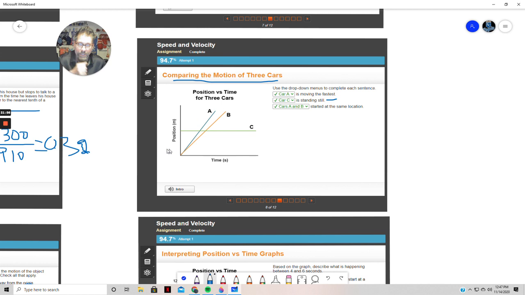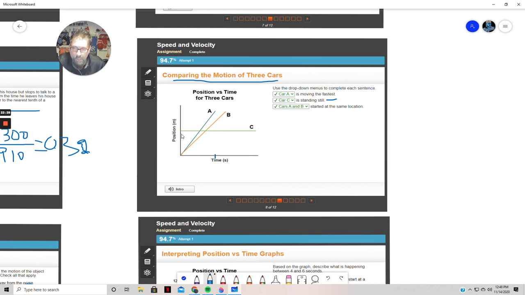But the idea of moving the fastest, when we think fastest when it comes to timing, distance traveled over time, the person with the shortest amount of time, that's going to be the fastest. And that, of course, would be A. And then standing still, same position for a length of time, that's standing still. That's what that line means.